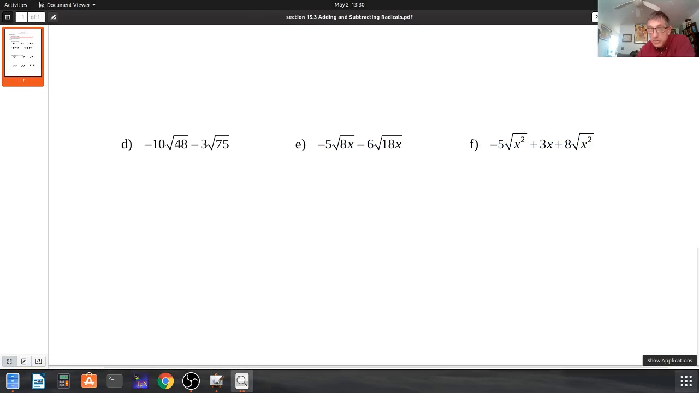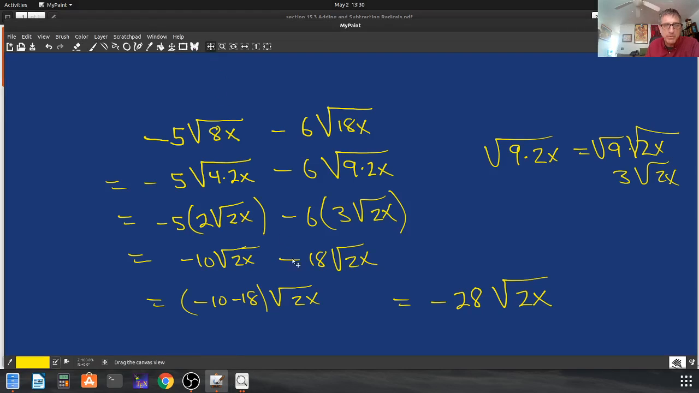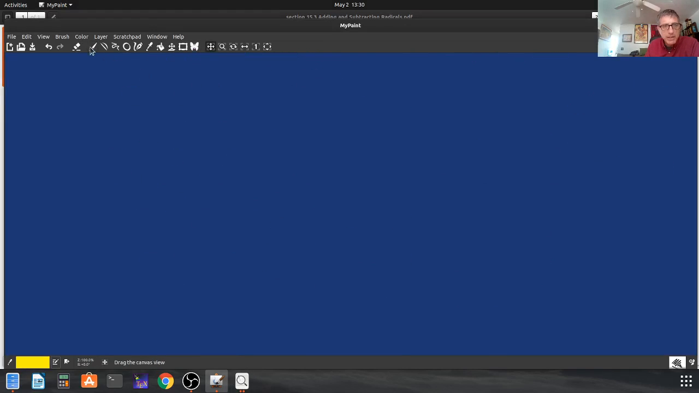And the last one, minus 5, oh, it won't be so bad, x squared plus 3x plus 8 on the square root of x squared. You should be able to do that one in your head. We won't do it in our head. We will write it down, but it's not hard.